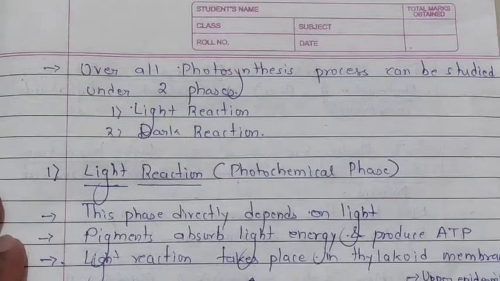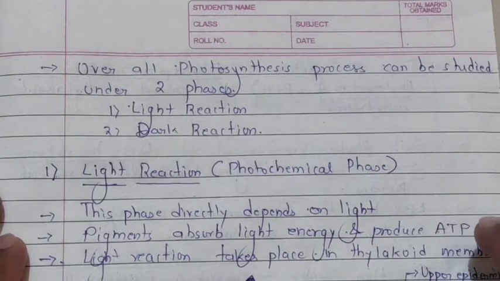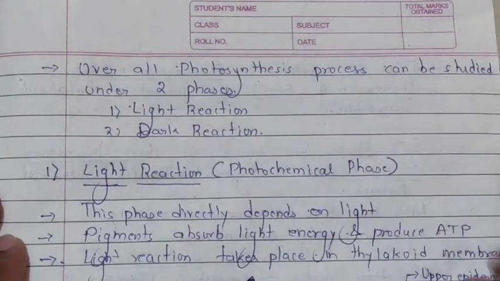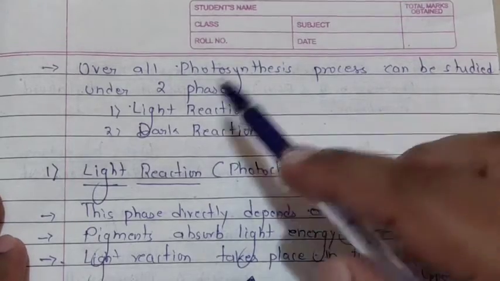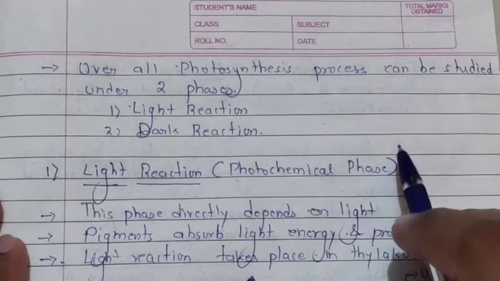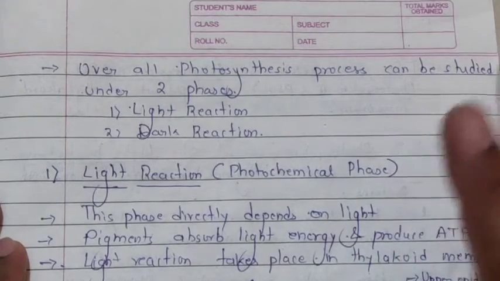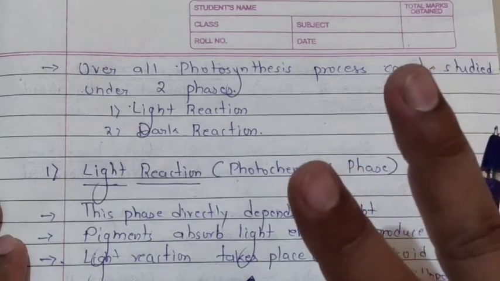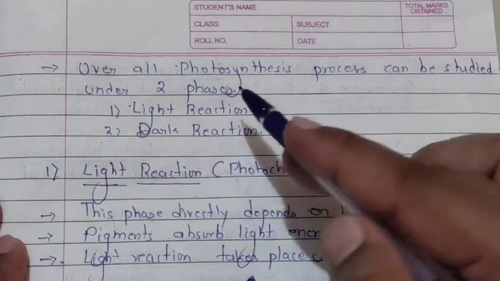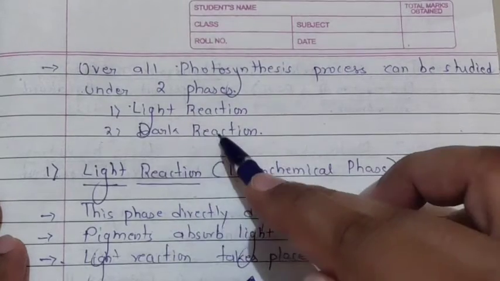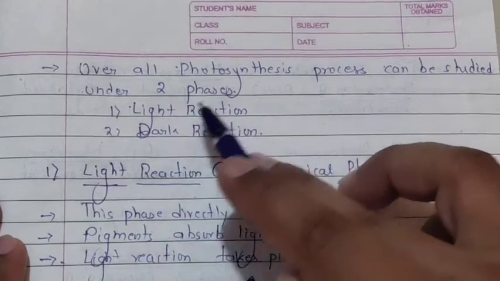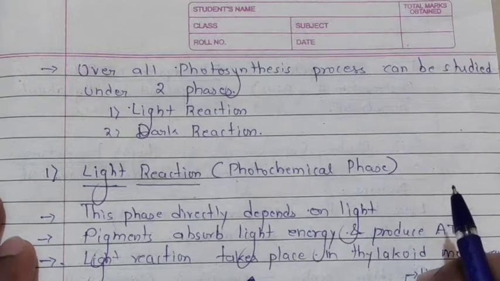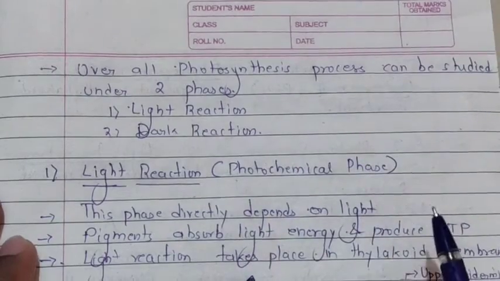Now let us study the overall process of photosynthesis. The overall photosynthesis process can be studied under two phases. How many phases? Two phases. What are those? Light reaction and dark reaction. Repeat it. Light reaction and dark reaction. Clear? Okay. So now first we will study about the light reaction.